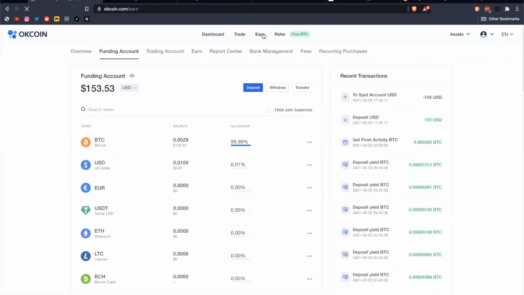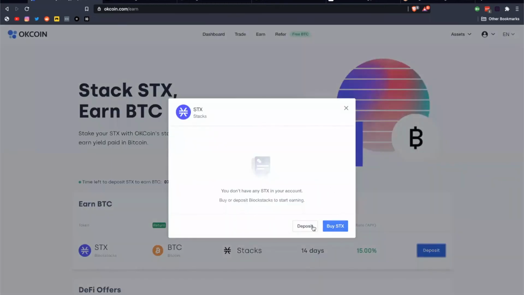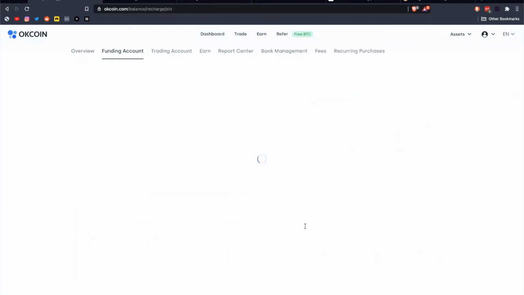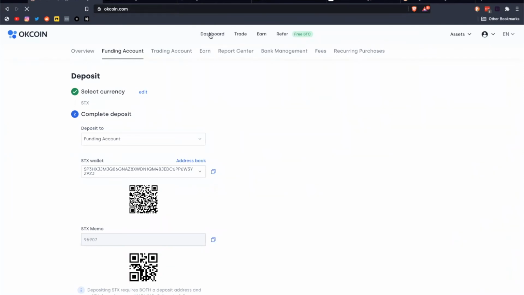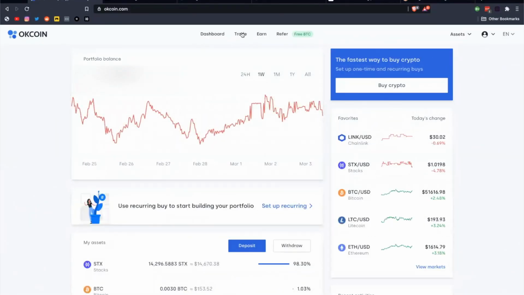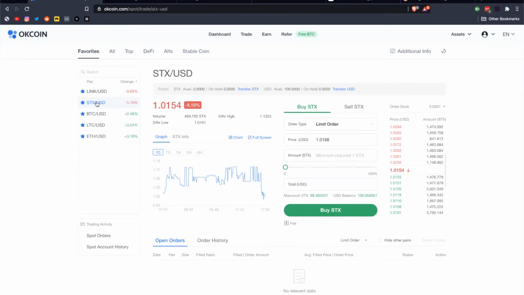Then let's go into Earn. And here we see we can stack our STX Stacks token and earn Bitcoin. So we go to deposit. Now that we have our USD, we need to trade and buy some STX. So find the pairing STX-USD, or whatever the local currency is, and you can do a limit order or a market order.